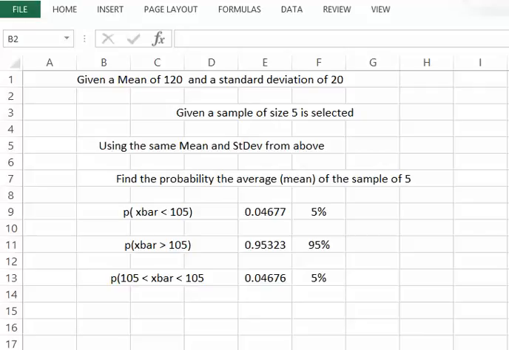Hello everyone, this is a continuation of the previous video that found a z-score and also the probability of selecting a single subject from the group and what the probabilities were less than, greater than, or between. This example is going to be a slight modification of that. We're going to start with the same values, given the mean of 120 and a standard deviation of 20.